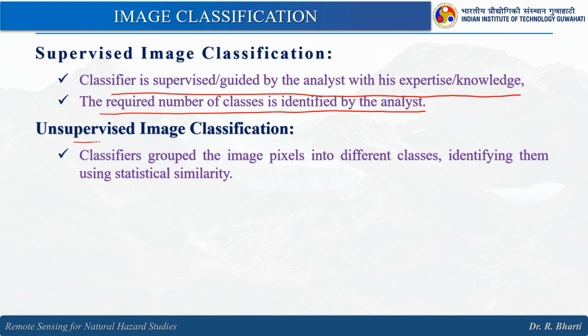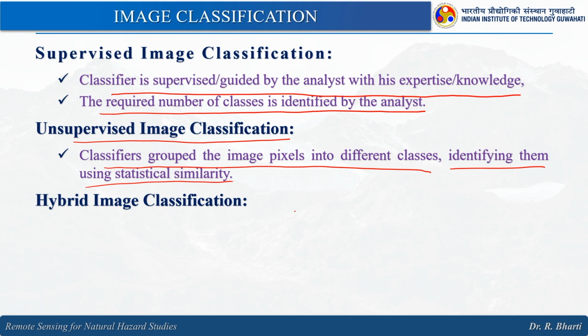When we talk about unsupervised image classification, classifiers group the image pixels into different classes, identifying them using statistical similarity. If the statistics are the same, the mean, median, mode, that you will see, and there are many other ways that you can do the clustering and then pixels will be assigned to class 1, class 2 or class 3.